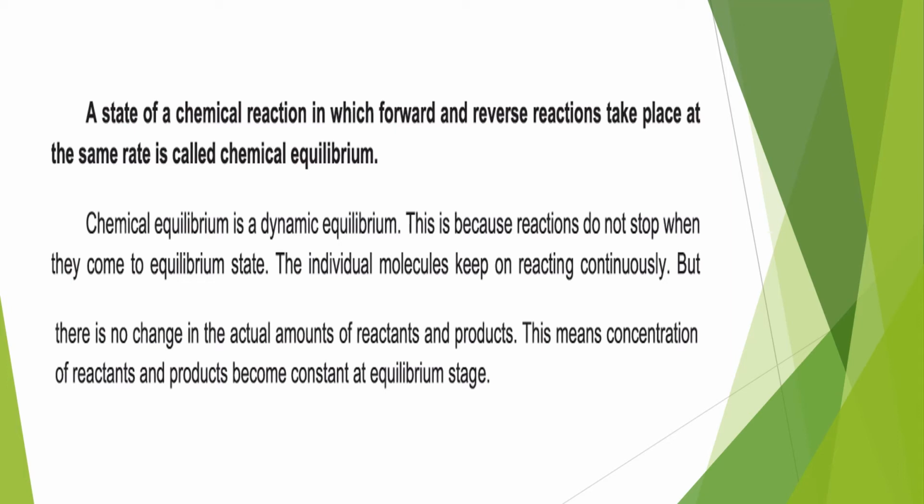This means the concentrations of the reactants and the products become constant at the equilibrium stage. Their concentrations stay constant, but they are continually transforming from reactants to products and products to reactants. That's why we say that chemical equilibrium is a dynamic equilibrium.